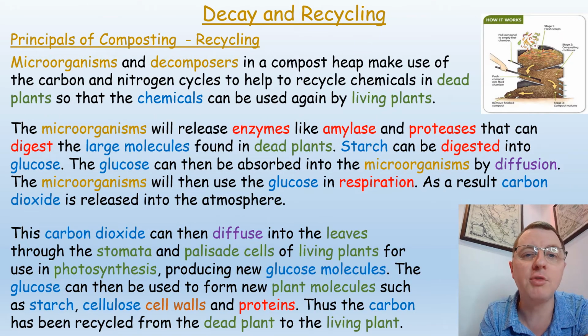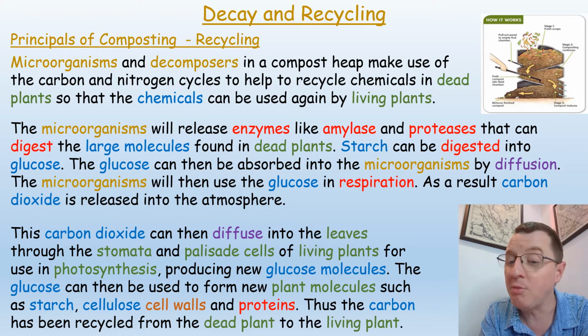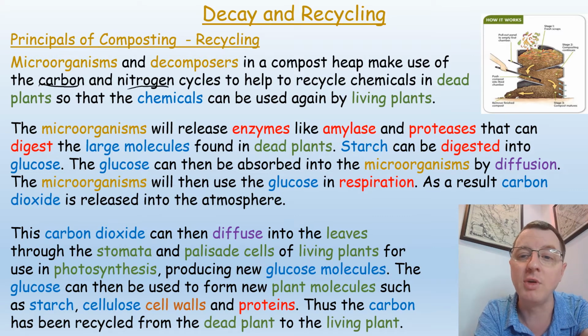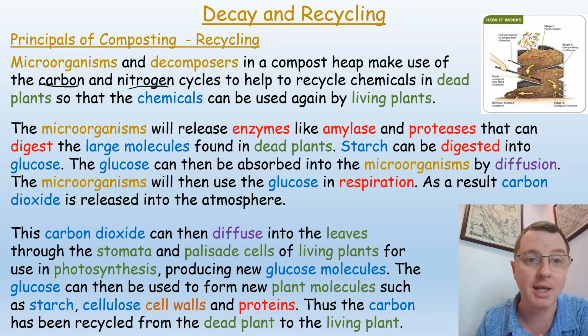So what are the principles of composting? The main one to look at is recycling. Microorganisms and decomposers in a compost heap make use of both the carbon cycle and the nitrogen cycle to help recycle chemicals in dead plants so that the chemicals can be used again by living plants. The microorganisms will release enzymes like amylase and protease that can digest large molecules found in dead plants. For example, starch can be digested into glucose.